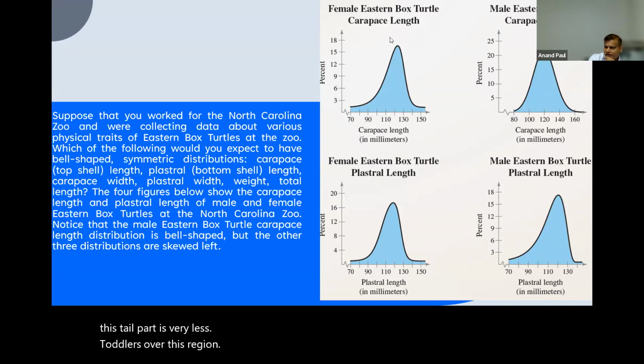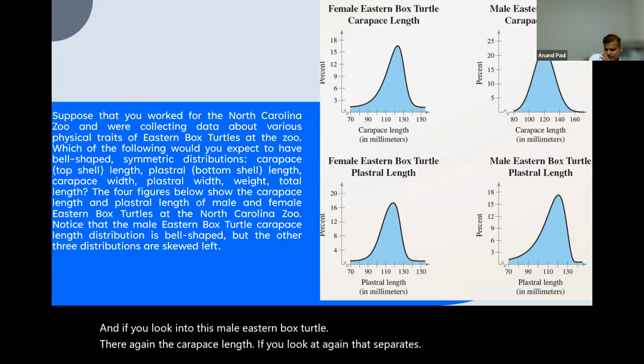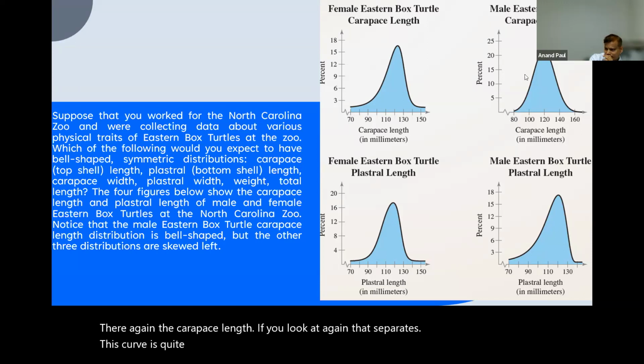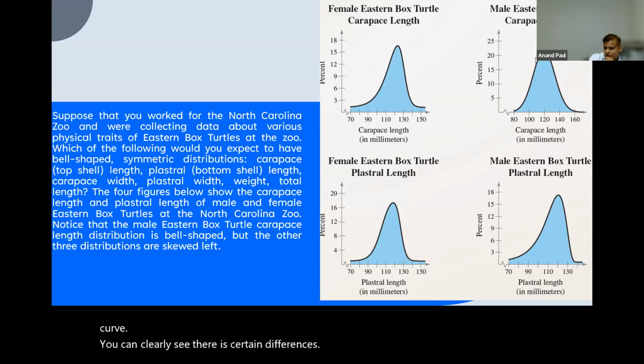And if you look at the male eastern box turtle, there again the carapace length, this curve is quite different from the other one because it actually has a perfect bell-shaped curve. You can clearly see there are certain differences, but eventually it reveals that they are normally distributed.